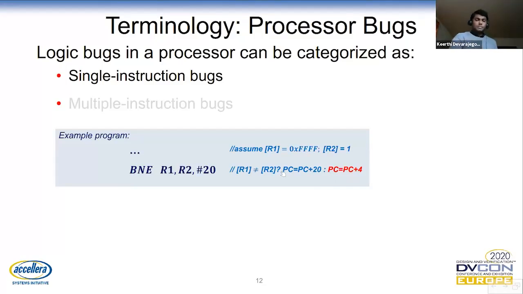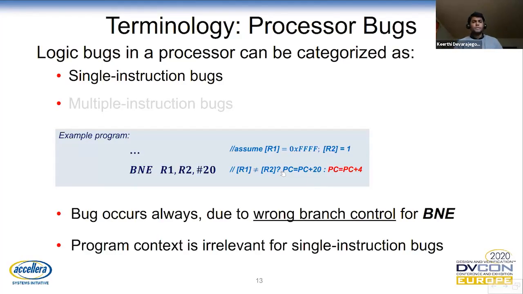But now let's assume that there is a bug in the core, in the branch control, and regardless of the values, the branch is never taken. In this example, R1 has all ones and R2 has one. Certainly, these two contents are not equal, but the core doesn't take the branch and simply moves to the next instruction. That means there is a bug in the core, and the BNE is not executed properly. This is an example of a single instruction bug.